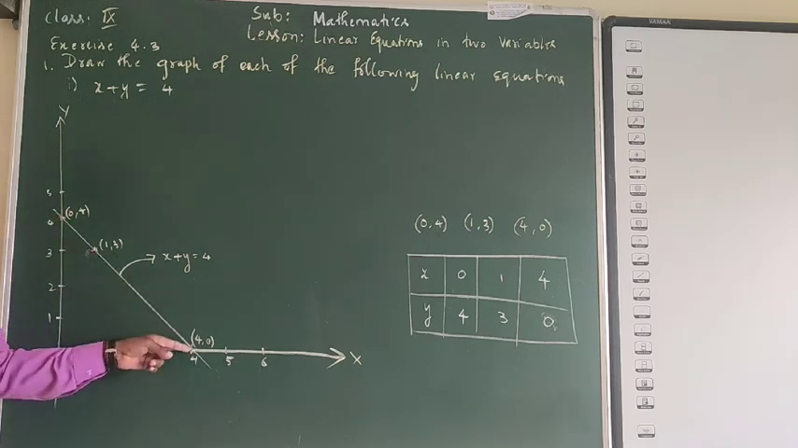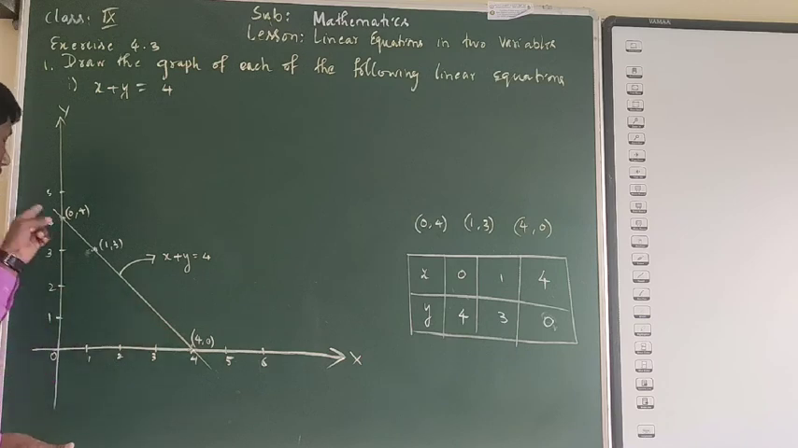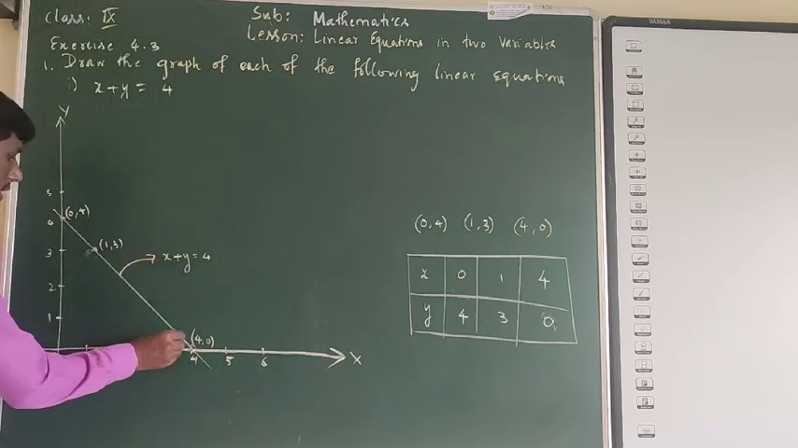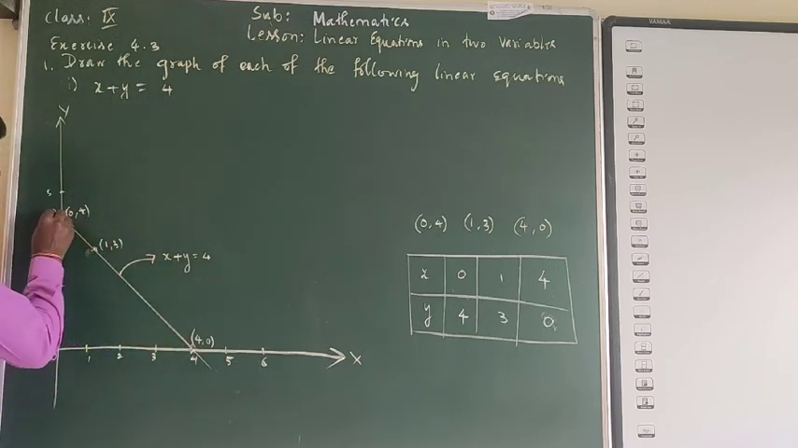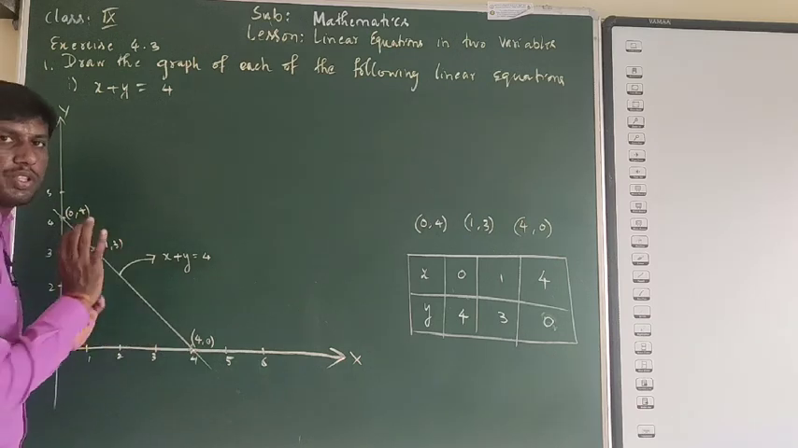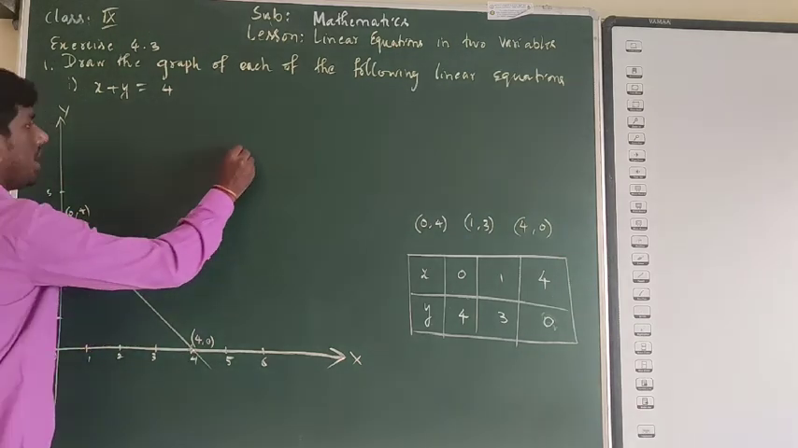Now we have plenty of solutions for this equation. Whatever points lie on this line, all the points are a solution of this equation. Clear? We should write the scale.